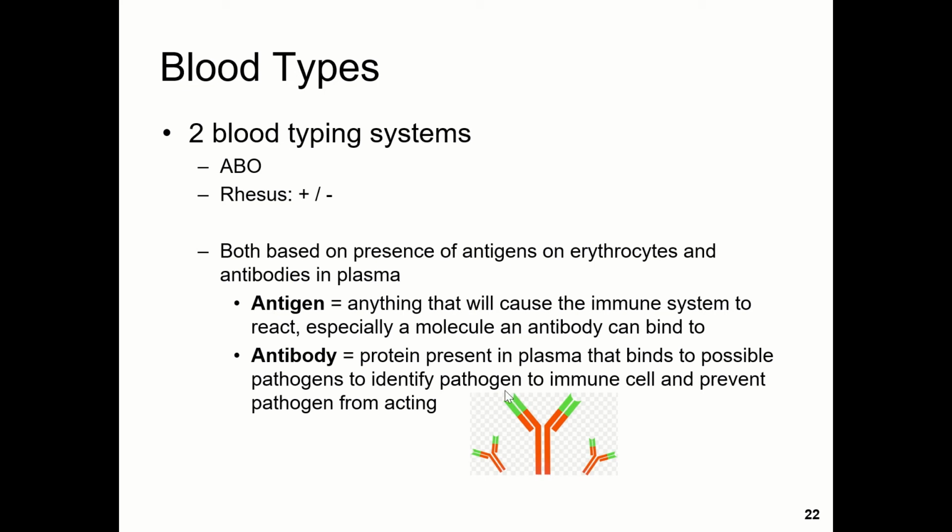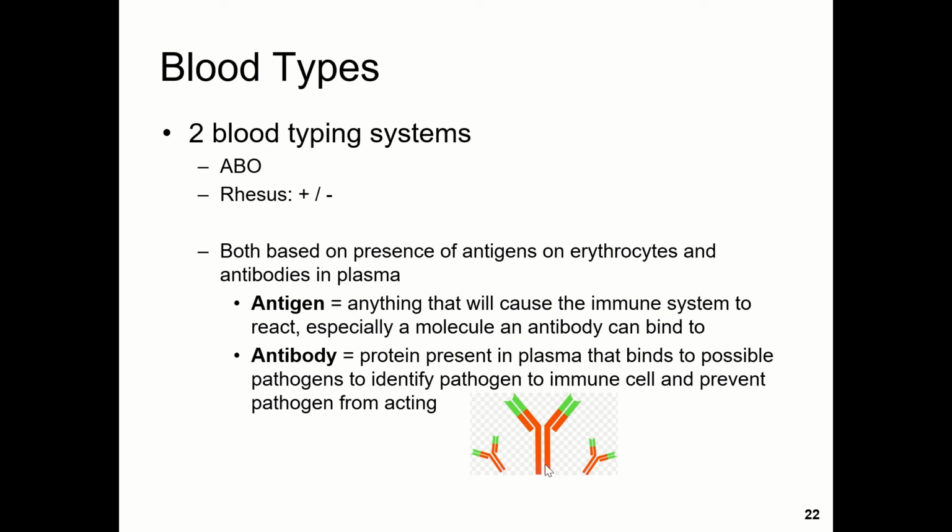And what they do is each antibody has a special binding site on these green ends that bind to a specific antigen, and then the other end binds to a white blood cell. So they can bind to two different antigens at once, basically bunching them up so that they can't do whatever it is they are supposed to do.